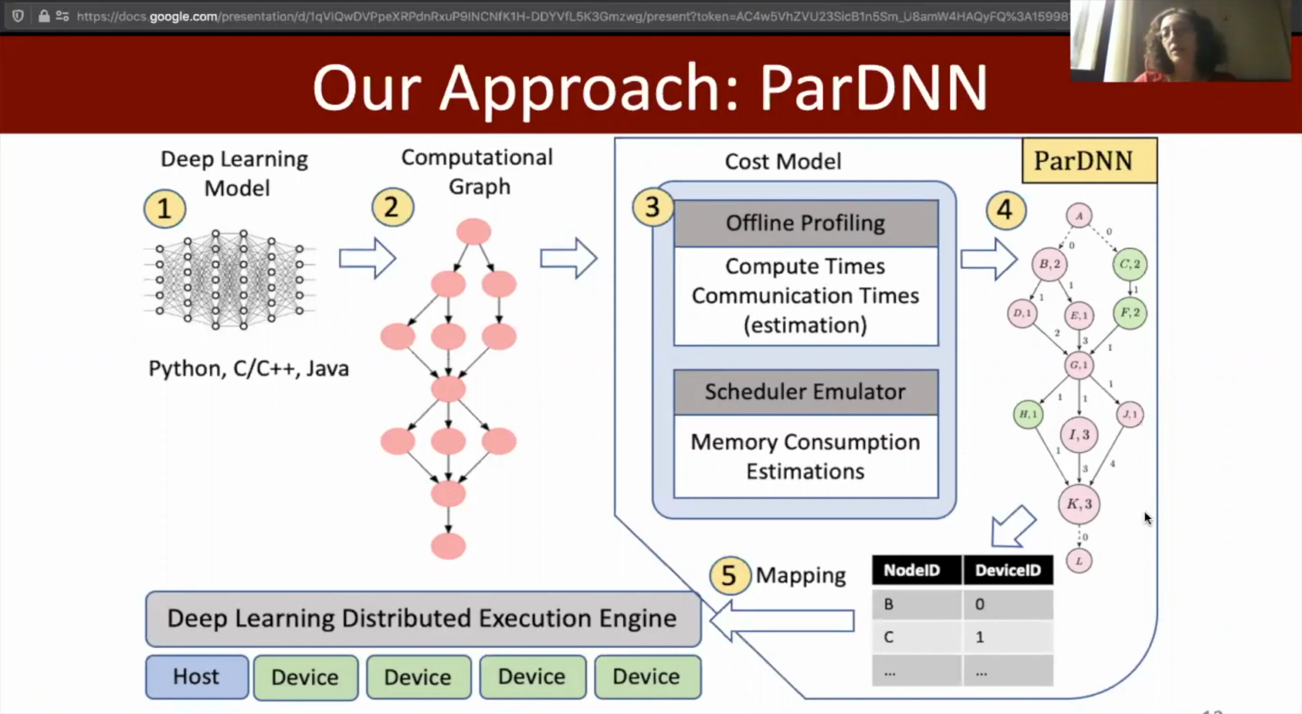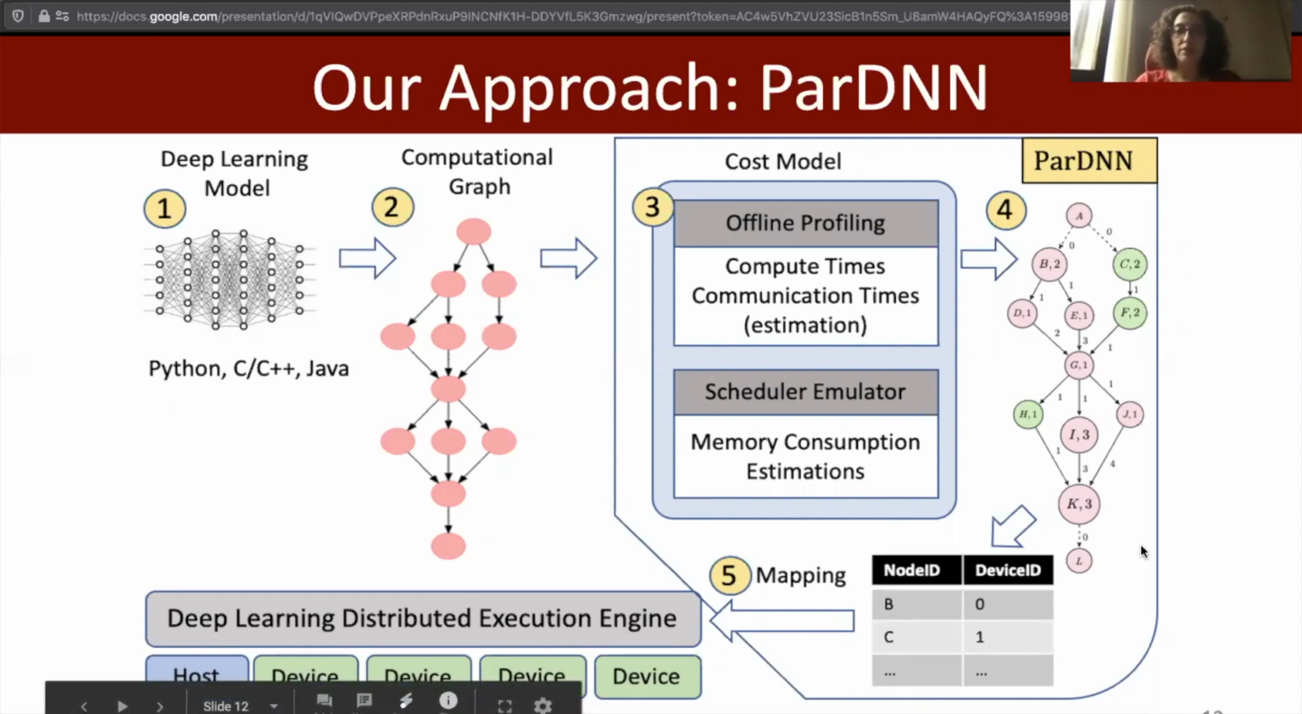Then our partitioning algorithm, we call it PAR-DNN, will partition this into however many devices you have. Let's say you have k devices, it will create k partitions. The example here has two partitions, green and pink. The output is a node ID, and each node will have a device ID mapped to it. So B, for example, goes to device 0, C goes to device 1, etc. This mapping information will be fed back to the deep learning execution engine. For example, the TensorFlow backend reads this assignment or mapping file to place the nodes onto the devices that we recommend, and then it just runs the training based on this assignment.